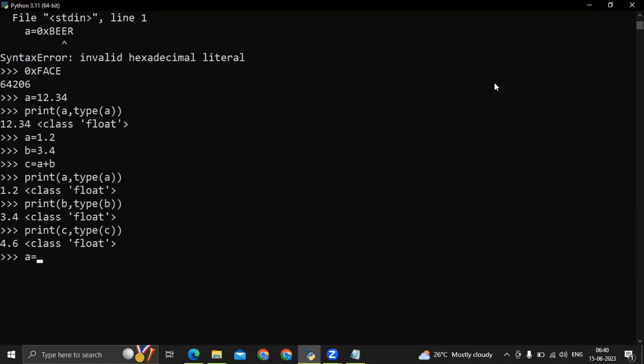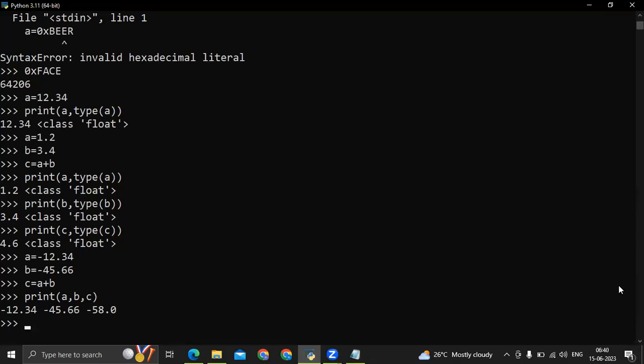Now, if I write A is equal to minus 12.34, B is equal to minus 45.66, and C is equal to A plus B. Now I'll be writing print A, comma B, comma C. See what we will get. We'll get the values. We'll get the answer.